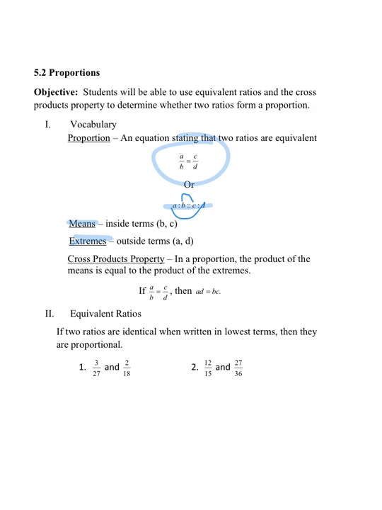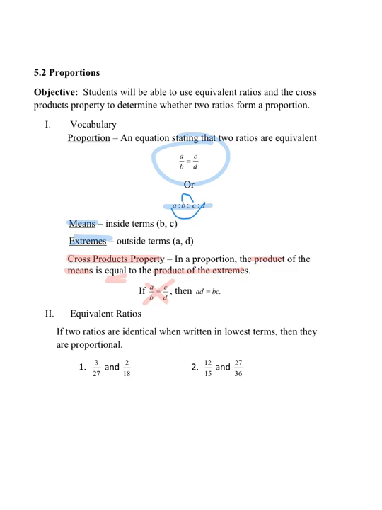What this property says is that in a proportion, the product of the means is equal to the product of the extremes. So if A over B is truly equal to C over D, then A times D is going to equal B times C. This is important when we talk about proportions.